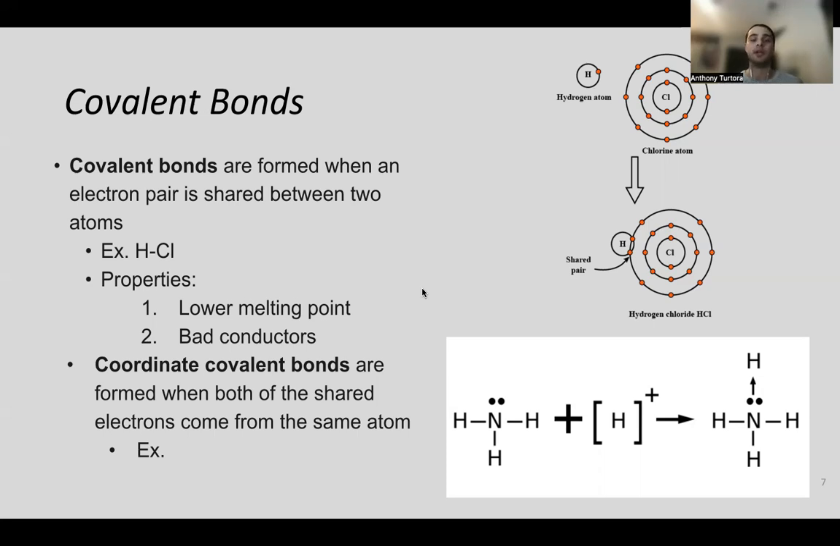We also have coordinate covalent bonds. These are formed when both of the shared electrons come from the same atom. So the end result is going to be the same, where they're sharing electrons, but in this case here, a nitrogen is going to transfer a pair of electrons over to the hydrogen ion, and then the end result here will be that they're sharing the electrons, but the original case here is that we have our Lewis base, which is NH3, donating to our Lewis acid here. And this typically happens in Lewis acid and base reactions.